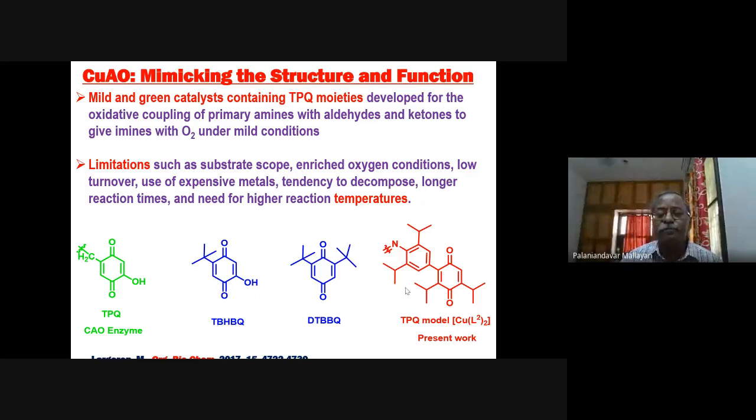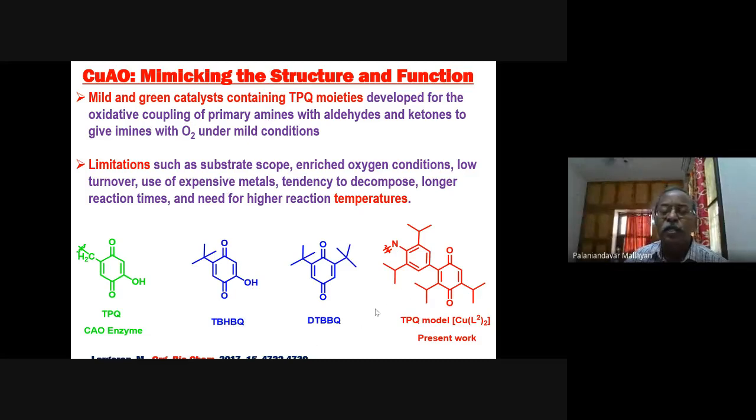So this type was made, and we found that this copper complex carried out this amine to imine conversion at room temperature, whereas all these compounds used higher temperatures. Enzymes use low temperature, 25 degrees Celsius, or biological temperature, 33, and pH of about 7.3, and we were able to imitate every aspect of the copper amine oxidase in this one.